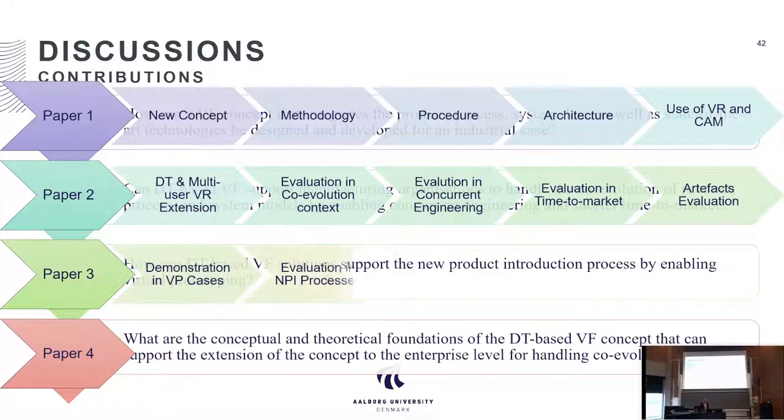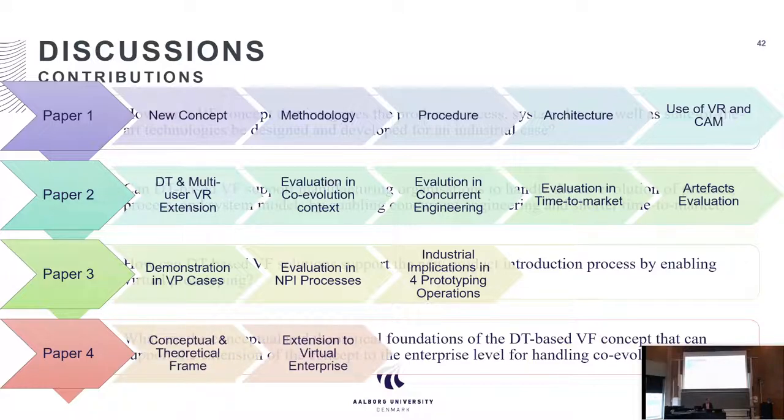Paper 3 focused on demonstrating these virtual prototyping cases and evaluating them specifically for NPI processes, especially four different types of prototyping during the introduction of a new product. It has quite interesting feedback on which areas it could be more valuable, or what type of simulations could be more valuable for each case. In the fourth paper, we tried to introduce a conceptual and theoretical frame and extend the solution to the enterprise level, not just limited to factories, which is actually our current real work with investors, the operations outside the factory, and of course, elaboration of the solution based on the concepts.